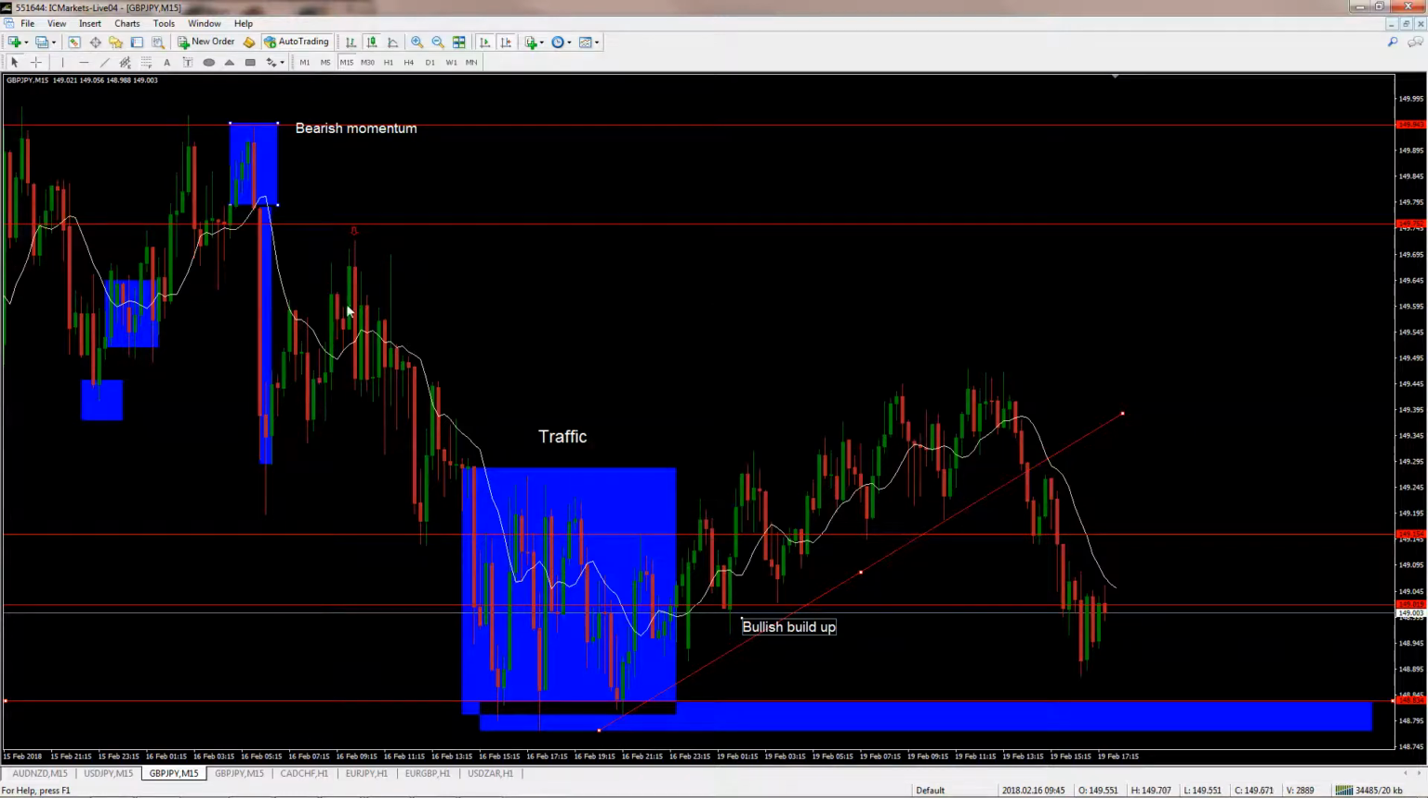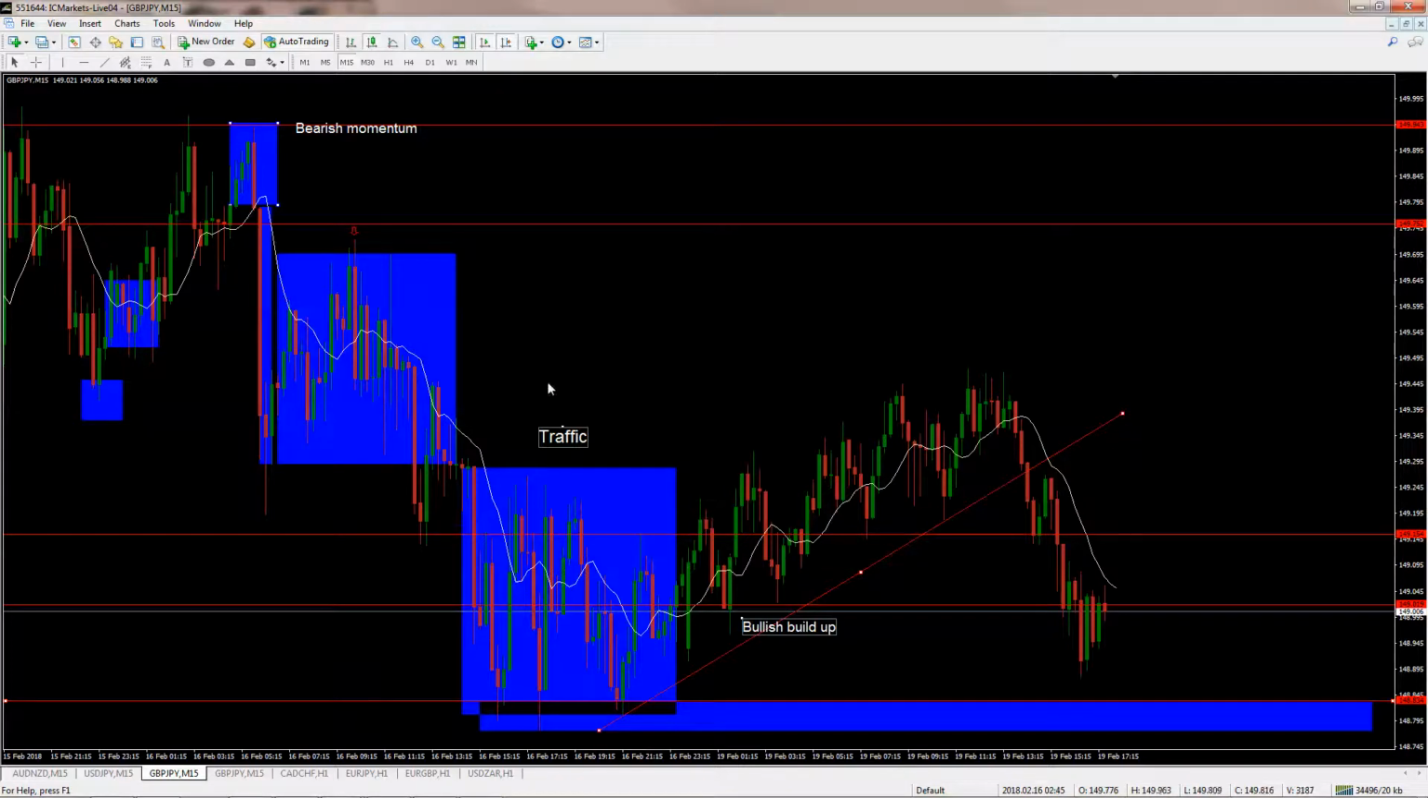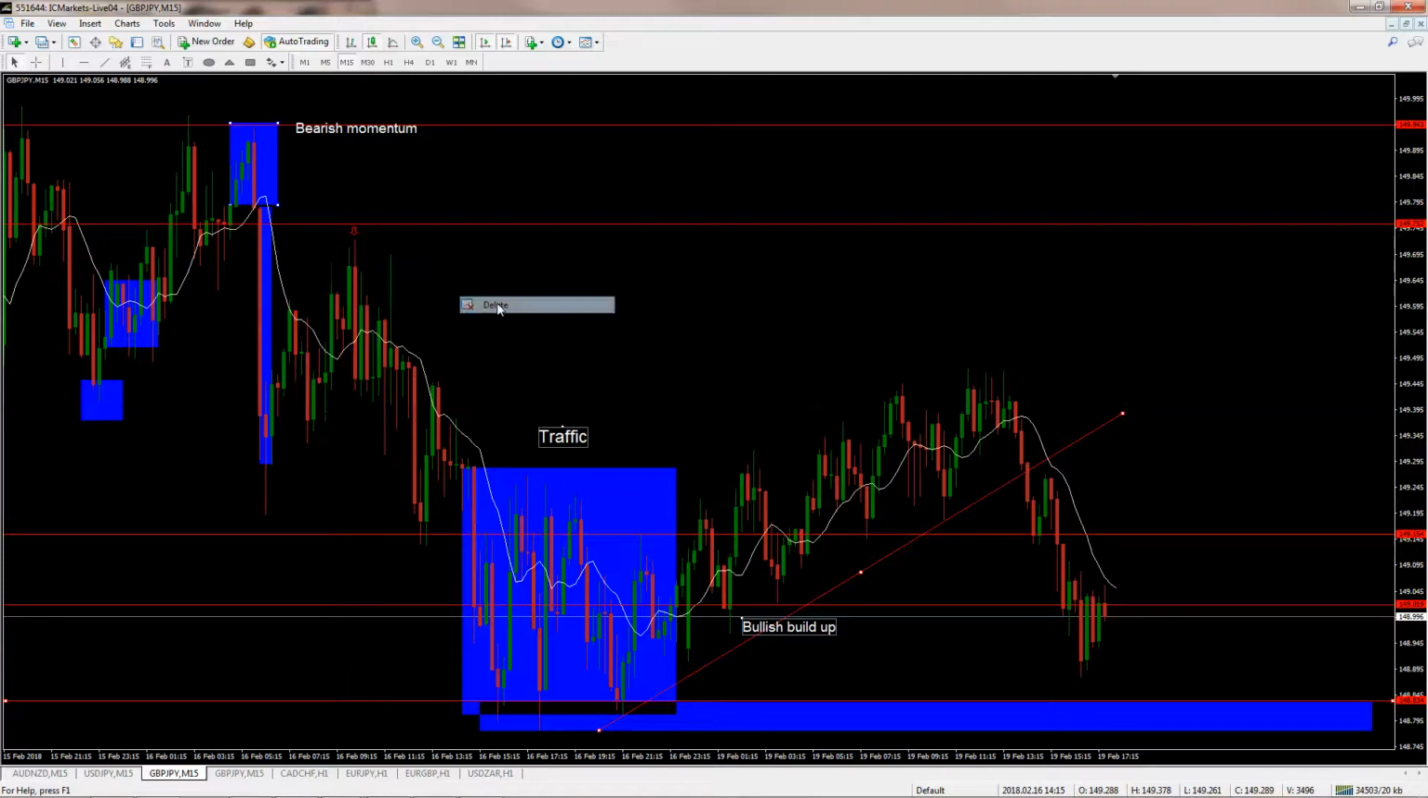But I wouldn't go in, I wouldn't touch this market here because of this traffic here. I'm talking about this one here. I wouldn't even go in here because there's a lot of traffic here. But as you see, something happens again on this part here.